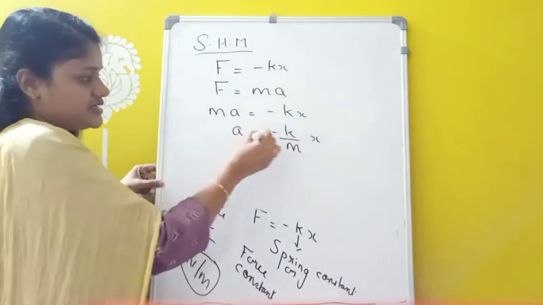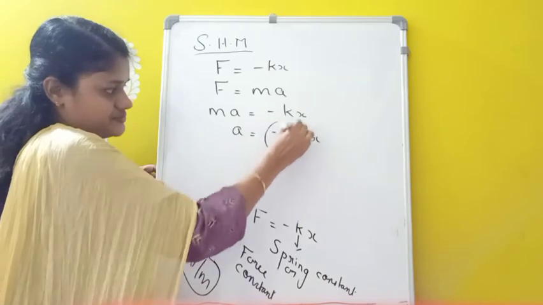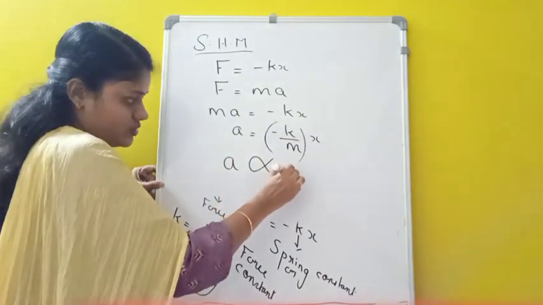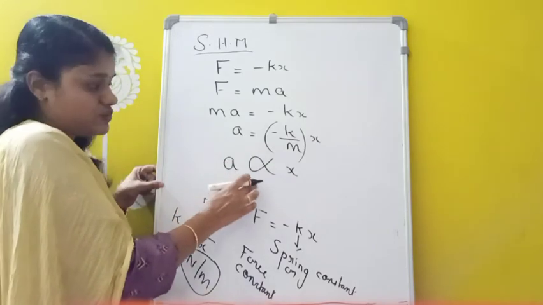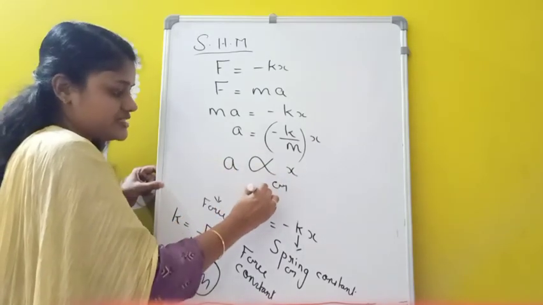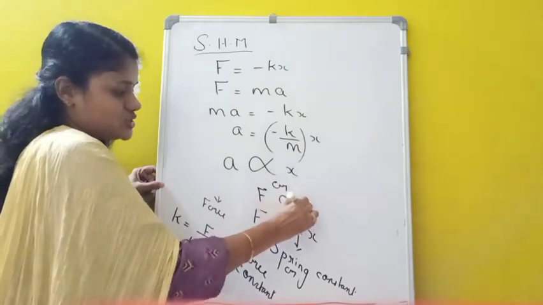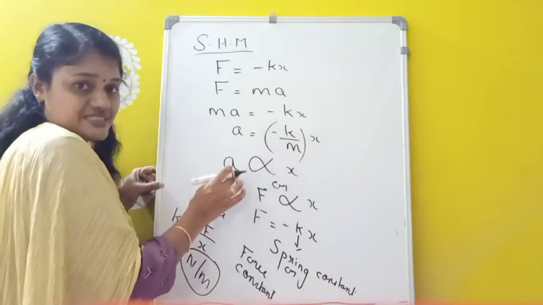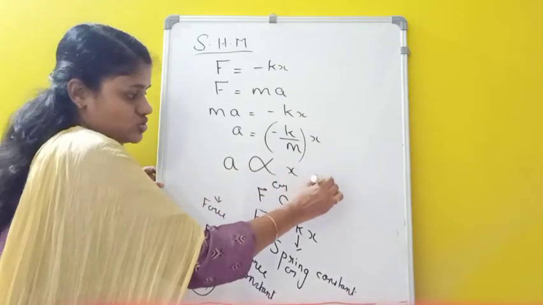That means here k by m is a constant. That means a is proportional to which quantity now? x. So the acceleration is proportional to displacement, or we can write acceleration proportional, meaning F is proportional to x. So whenever a is proportional to x, we can say that motion is which motion?